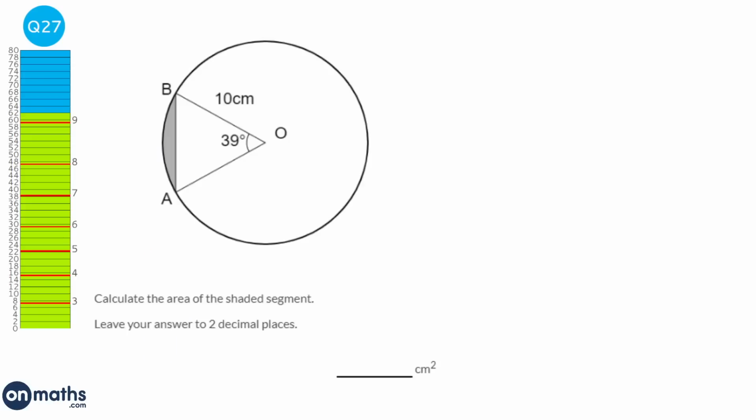There are two shapes we're interested in in this question. There's this sector here, which we can work out the area of. And there's this triangle here, which we can work out the area of. What we do is work out the area of the sector, and then we subtract the area of the triangle. So I'm going to start off by working out the area of the sector.